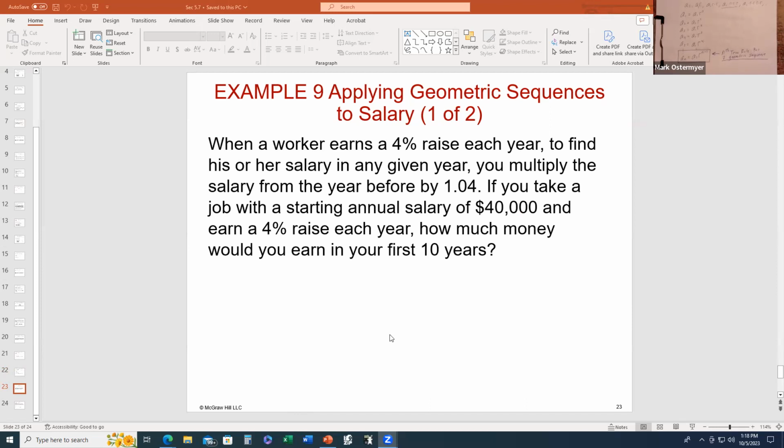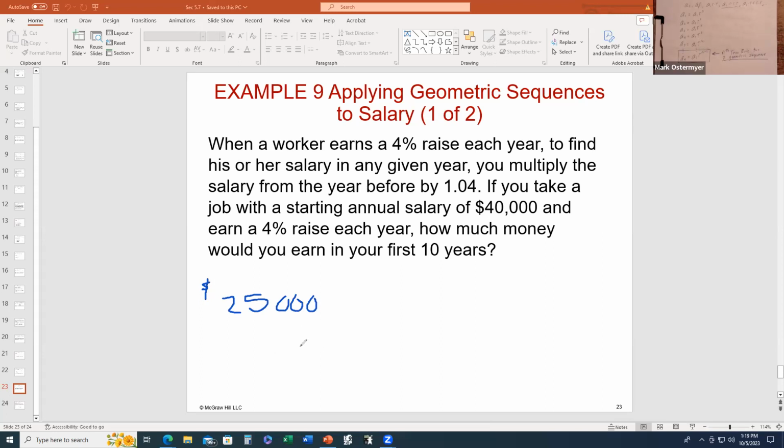When a worker earns a 4% raise each year, to find his or her salary in any given year, you would multiply the salary from the year before by 1.04. Why is that? Well, let me show you. Suppose you make, let's say, $25,000 in a year. Suppose you get a 4% raise each year. So what are you going to be making next year?